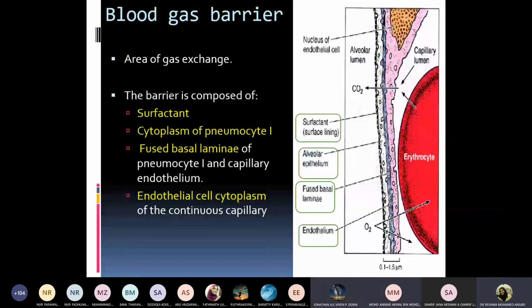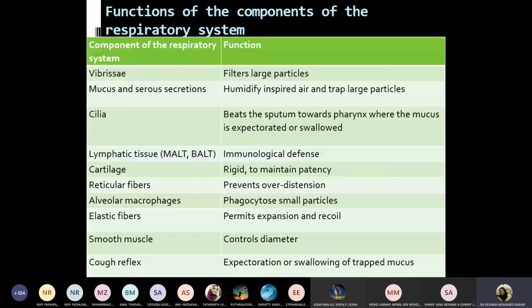Clear? Yeah. Okay. So with that, I think we are done with the structure. We now go to the functions and clinical correlates. The functions of the components of the respiratory system. Vibrissae. What do you mean by vibrissae? It's the long hair. Yes, the nasal hair is called the vibrissae. This is used basically for filtering large particles.